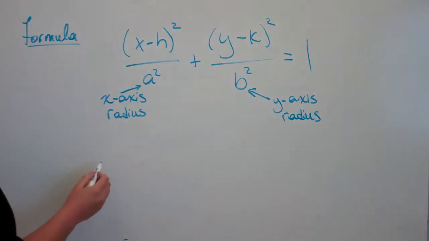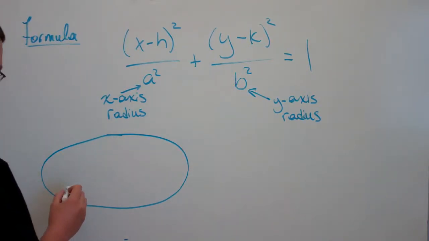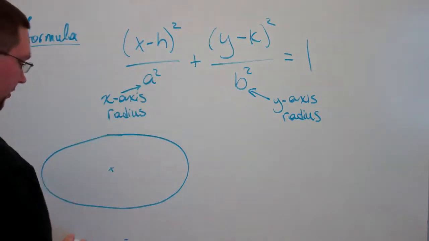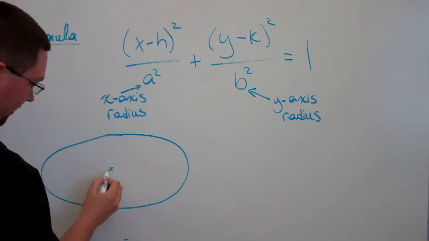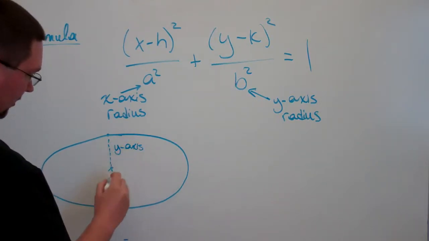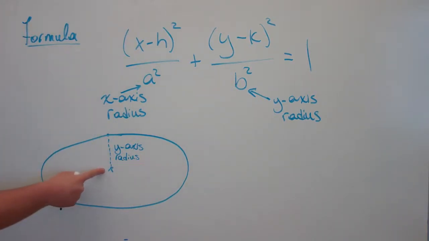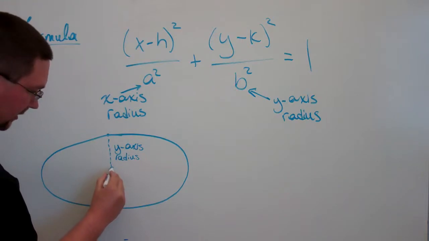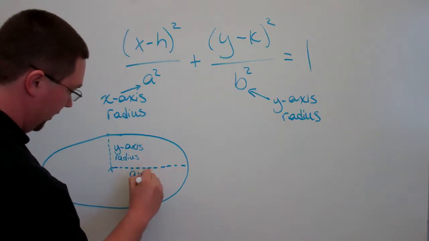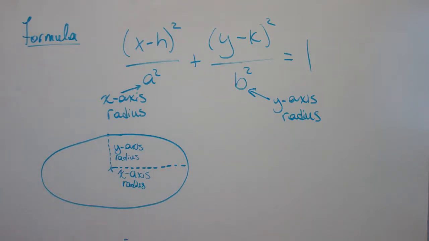If you were to have an ellipse, and as you can tell by the last page, I'm not that good at drawing ellipses. If this was the center point of your ellipse, because of course h and k is the center point, the distance from that center point up is your y-axis radius. It doesn't matter if it's horizontal or vertical. The distance from here straight up is your y-axis radius, and the horizontal distance is your x-axis radius.